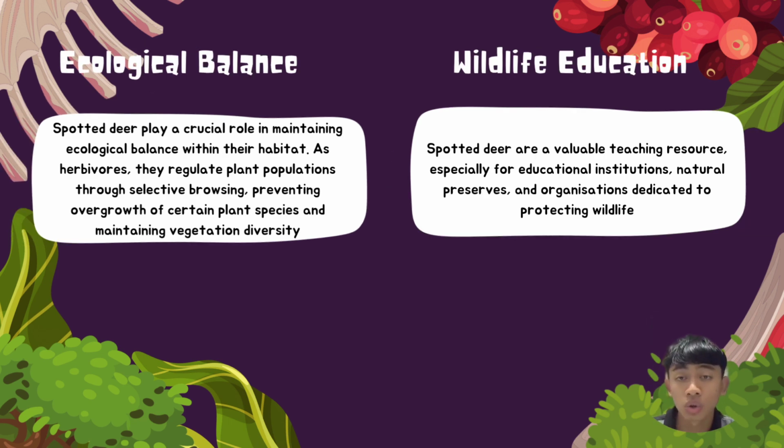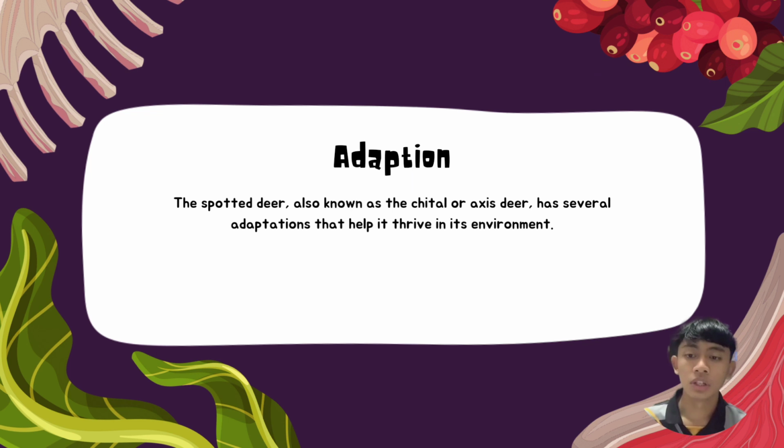So we have ecological balance. Spotted deer play a crucial role in maintaining ecological balance within their habitat. As herbivores, they regulate plant populations through selective browsing, preventing overgrowth of clustering plant species and maintaining vegetation diversity. So for wildlife education, spotted deer are valuable teaching resources, especially for educational institutions, natural preserves, and organizations dedicated to protecting wildlife.